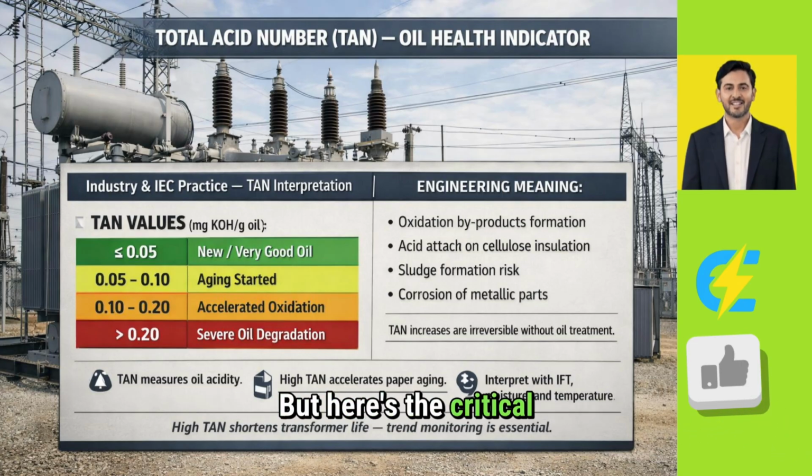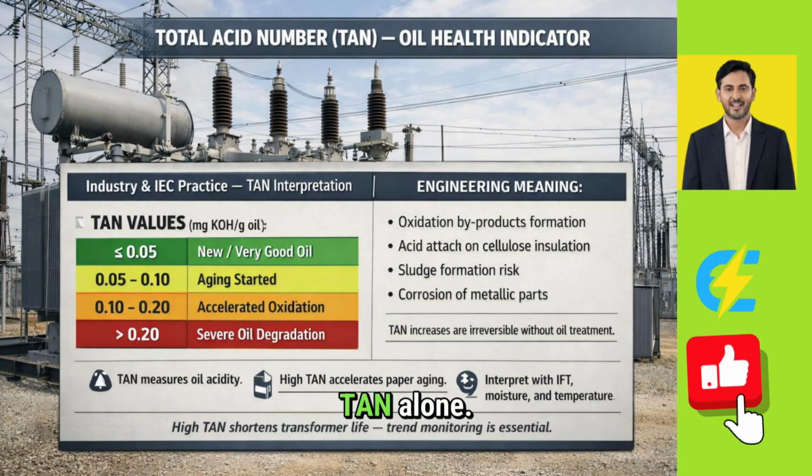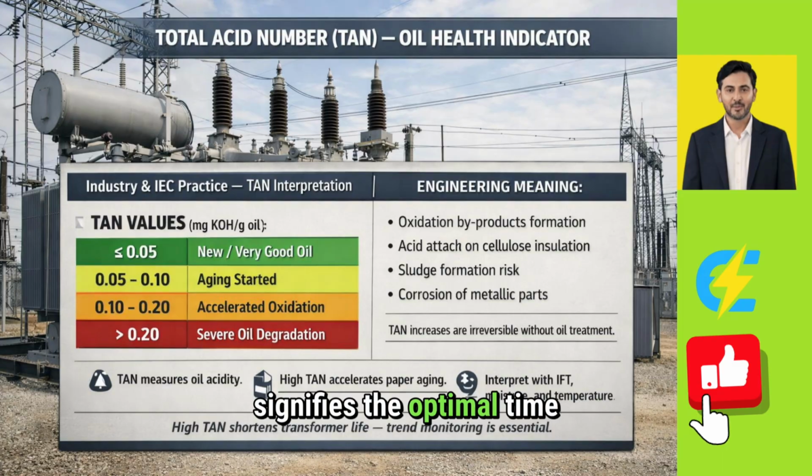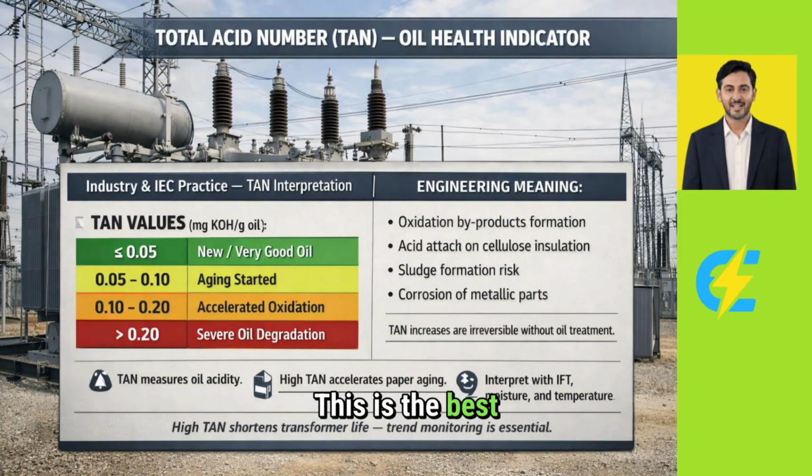But here's the critical engineering insight. Never judge TAN alone. A moderate TAN with a dropping interfacial tension signifies the optimal time for intervention. This is the best time to act. When TAN is rising but IFT still holding, you have options. When both are deteriorating together, you're already behind the curve. At this stage, doing nothing is the worst decision.